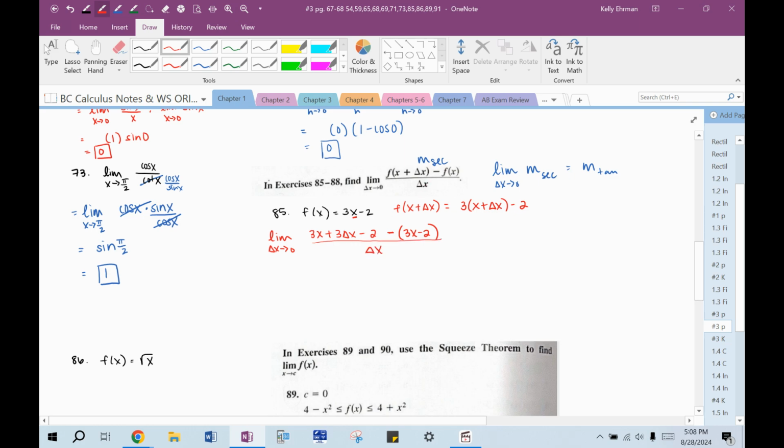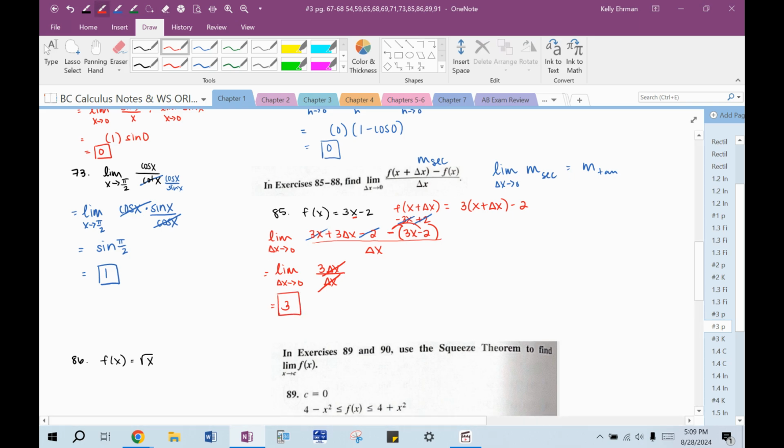So I've got to work on this until I can get that delta x to cancel out of the denominator. And all kinds of stuff cancels out. So if you distribute this negative, then this 3x will cancel with this negative 3x. Minus 2 will cancel with plus 2. So all that we're left with is the limit as delta x approaches 0 of 3 delta x over delta x. That the delta x's can divide out. So now it's the limit as delta x approaches 0 of just a constant, and that is equal to 3.